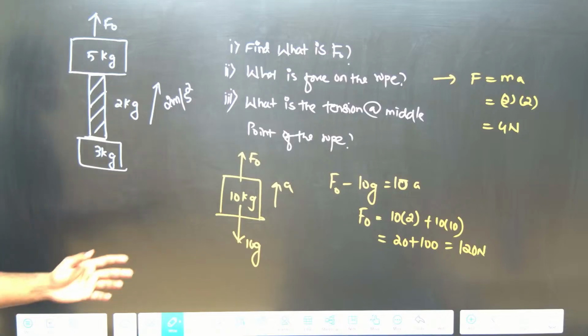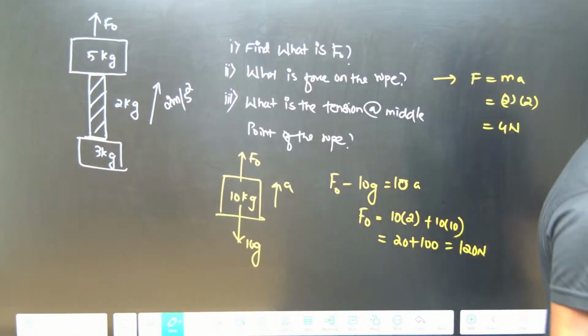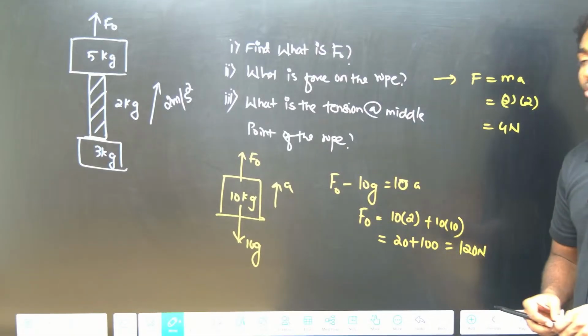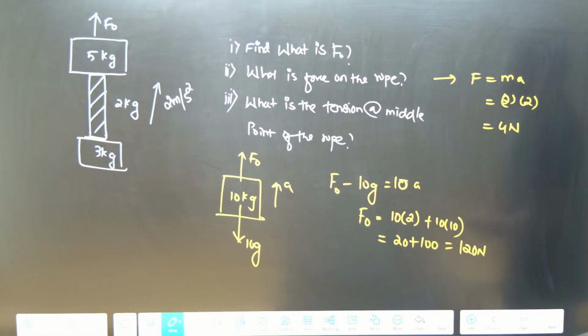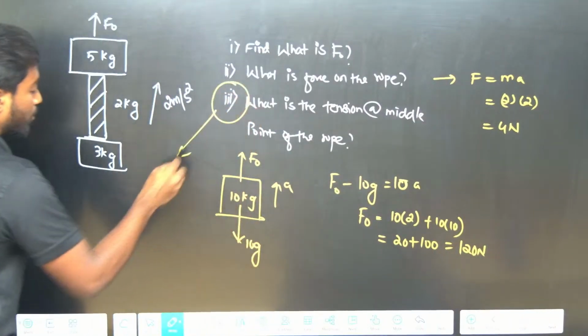Yes. So the third question is homework. What is the tension at the middle point of the rope? That is the homework for you. Okay, so this question, the third question, is homework.